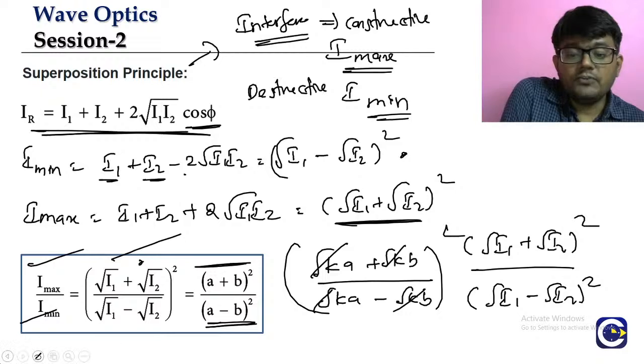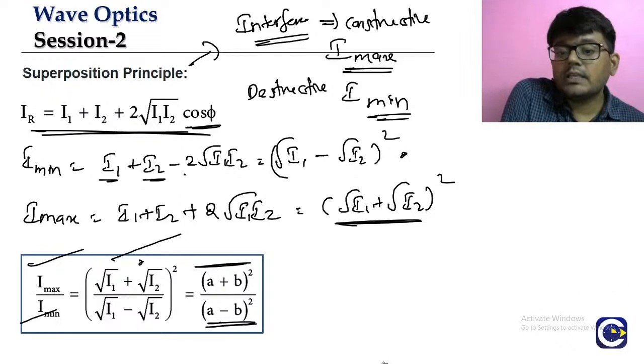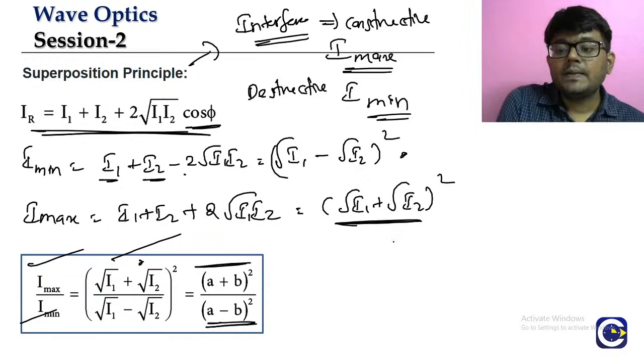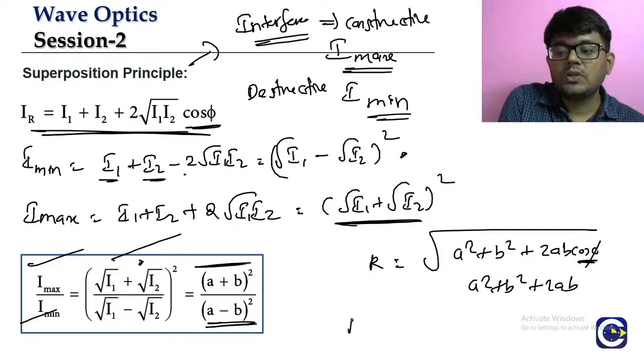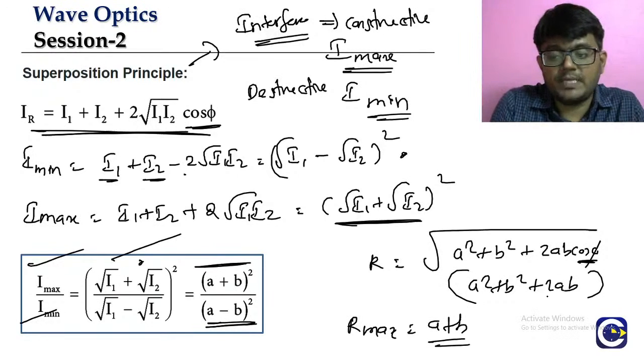In fact, if you look at it, what is the resultant amplitude in case of getting maximum intensity? What is the resultant amplitude formula? A square plus B square plus 2AB cos phi. If cos phi is 1, it's like A square plus B square plus 2AB. So R max will be A plus B. So root of A plus B the whole square is A plus B only, right?